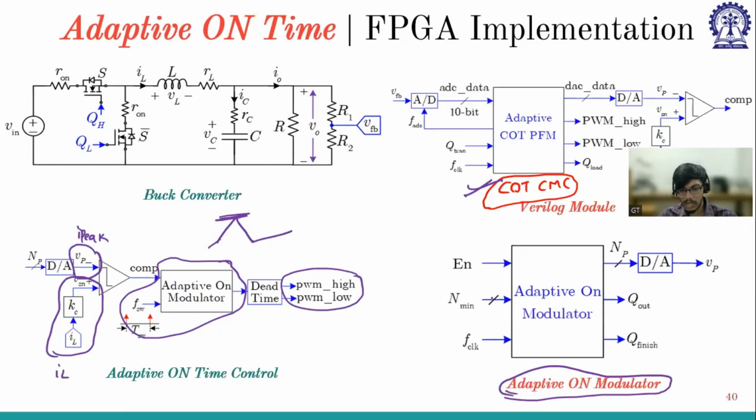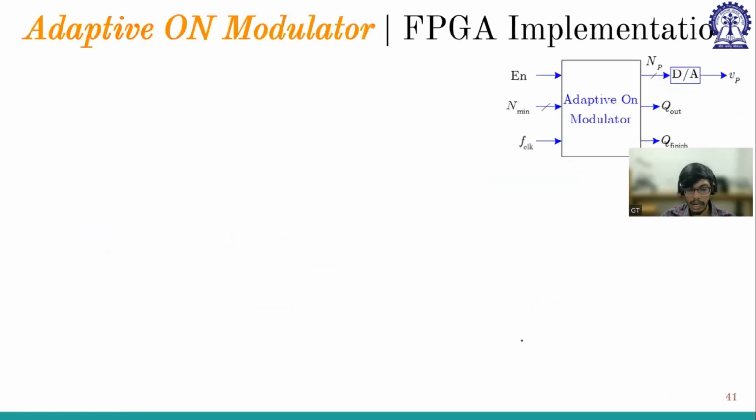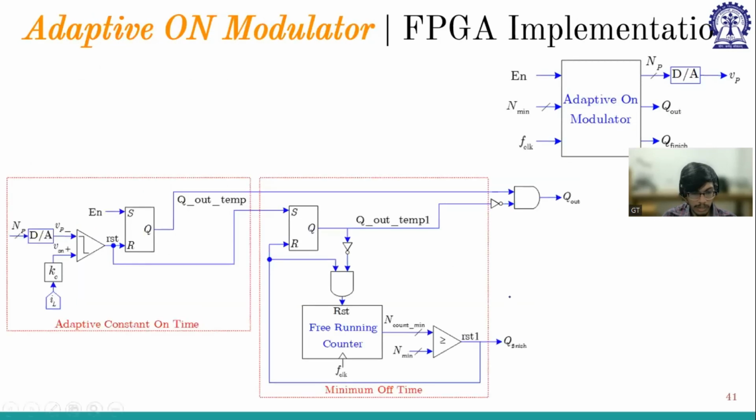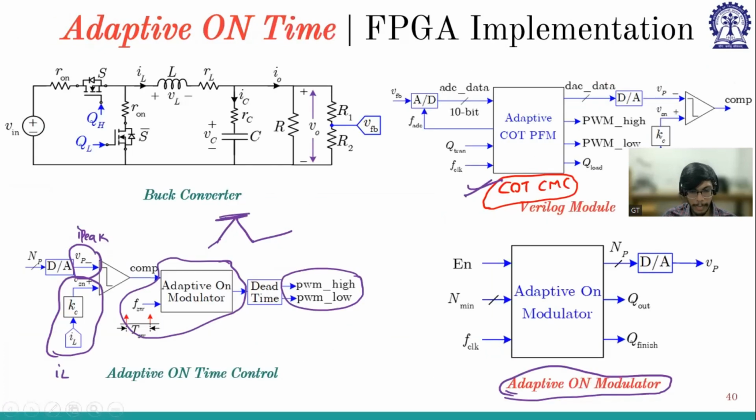It has an adaptive on time modulator. Now we will discuss the adaptive on modulator. I have a doubt: in constant on time, how are we going to fix the on time? This is also constant on time. Adaptive on time means the on time is constant as long as V in is constant. But if V in changes, the constant on time will change to a new constant, and again it will be constant.